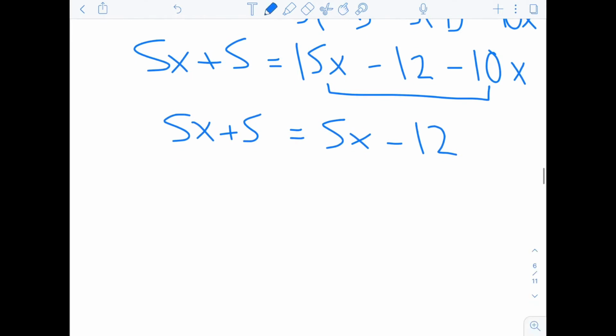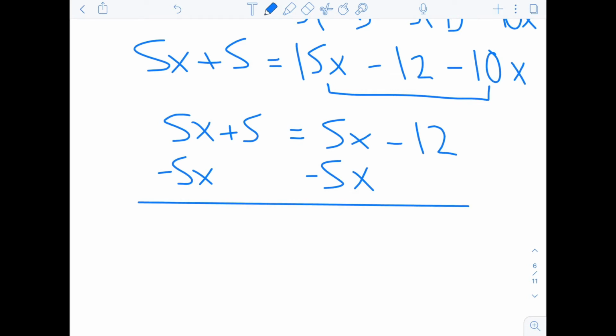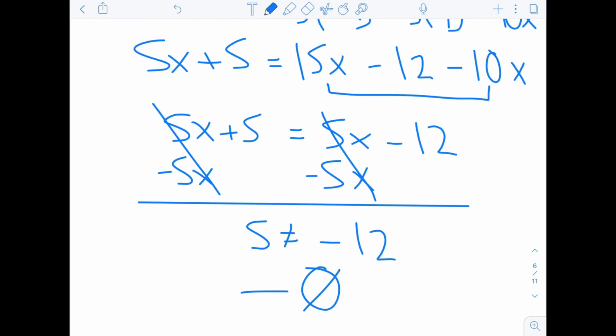So now let's get rid of the variable terms. We're going to subtract 5x from both sides. And you'll be left with 5 equals negative 12. The issue with that is that that's false. So that means that this equation has no solution. And the symbol that represents no solution is this little sign here.